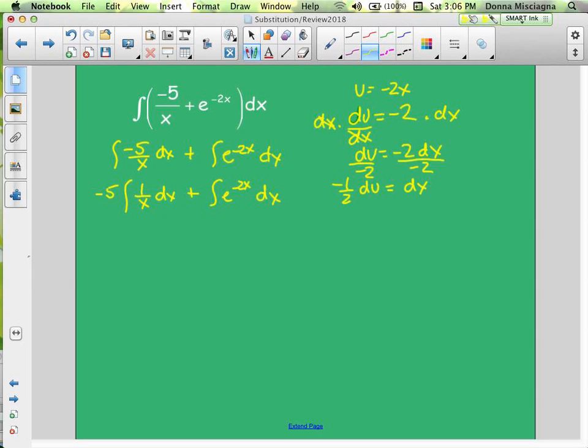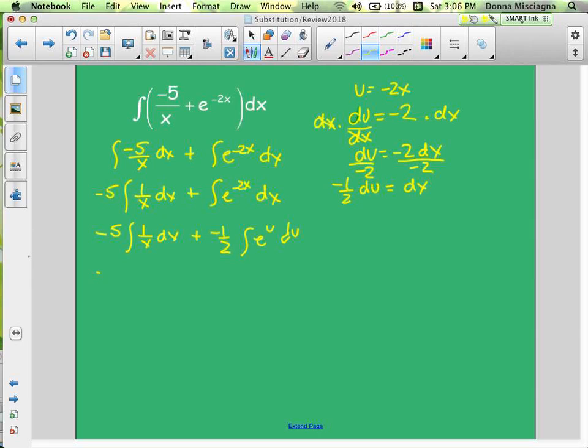So we'll replace that negative 2x with a u. We'll replace the dx on the second one with a negative 1/2 du. So now we have negative 5, 1 over x dx plus negative 1/2, and then it'd be the integral of e to the u du. All right, and so now we can do this and we'll be correct.